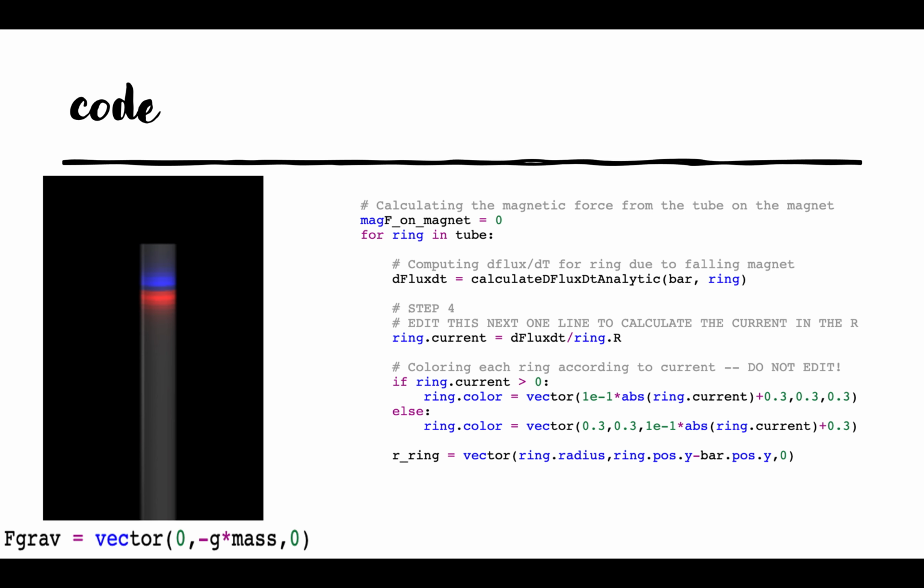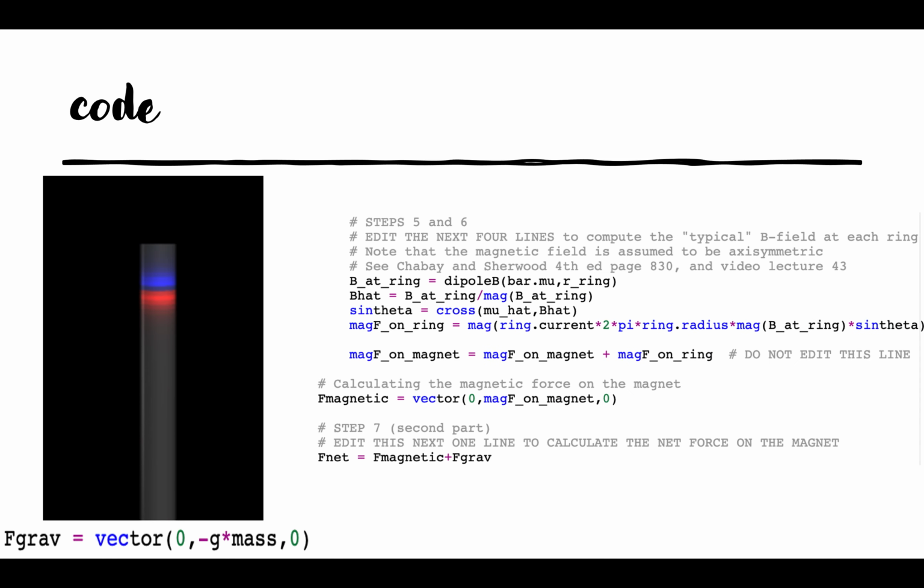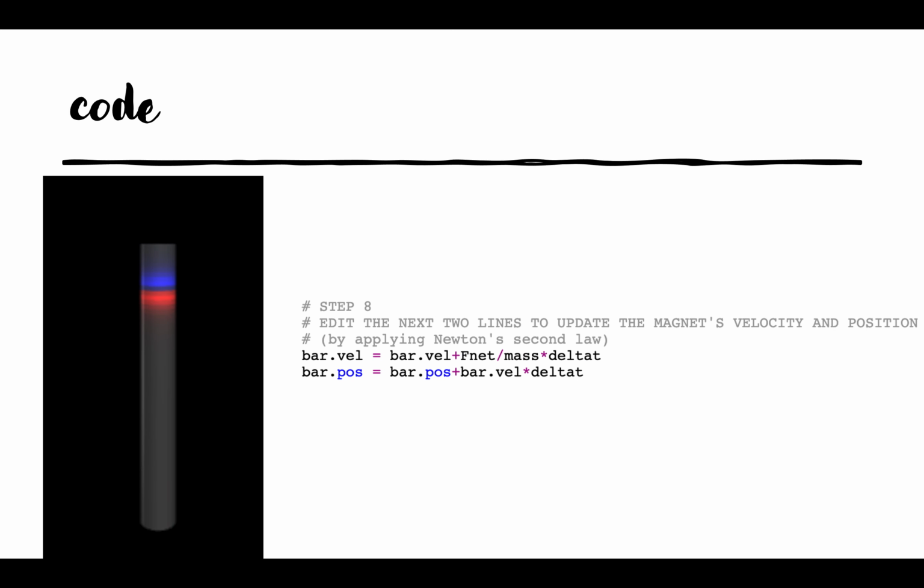We also determine the gravitational force on the magnet as well as an r vector between the ring and the bar. Here, I call my magnetic field function using my mu and r vector, determine sine theta between mu hat and b hat using the cross product, and use these along with the current I found to find the magnetic force. This, added to the gravitational force, gives a net force. Finally, I will use the net force and the momentum principle to update the velocity and position of the bar, after which the code loops until the bar leaves the tube.